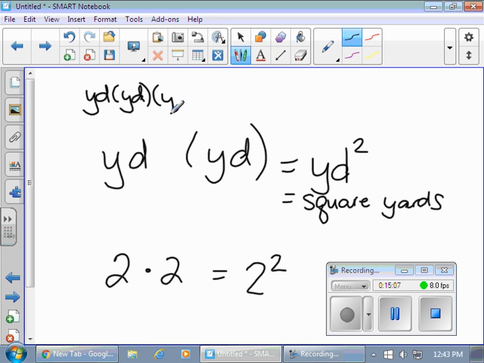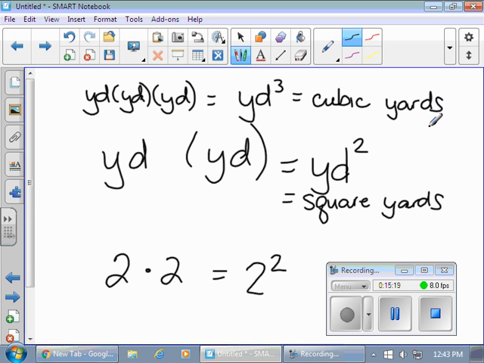Now let's think about it. Am I going to say yard 3? Cubic yards. And we know cube or cubic means 3.